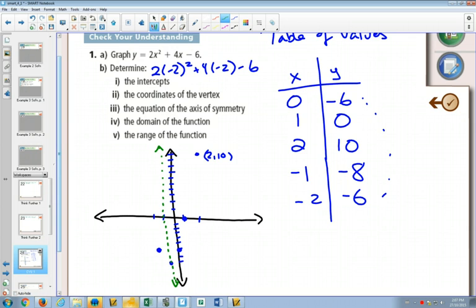So because it's symmetrical, do you see that we have the point 1, 0? And that's 2 away from your axis of symmetry. 2 away this way would tell us you would also have a point here at -3, 0. Because we have the point at 2, 10, and 2 is 1, 2, 3 away from your axis of symmetry. If you went 1, 2, 3 in the other direction, you would have -4, 10.